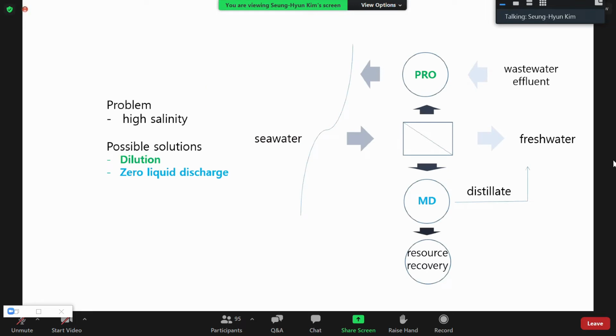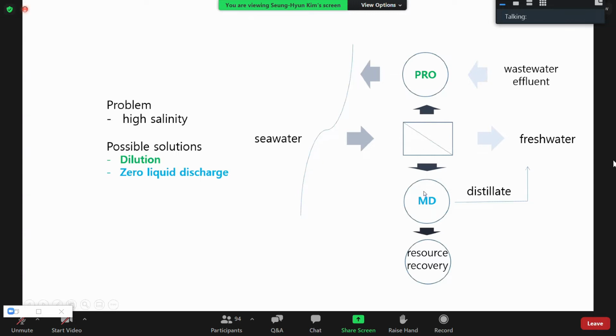So how do we solve this problem? There are two possible ways to minimize or solve this problem. One is the dilution approach. The other one is zero liquid discharge. Here, this schematic shows these two different approaches. You take out the brine and dilute it using impaired fresh water like treated secondary effluent. And if you apply PRO here, you can harvest salinity gradient energy because there exists a salinity gradient between seawater desalination brine and impaired fresh water. That way you can recover extra investment.